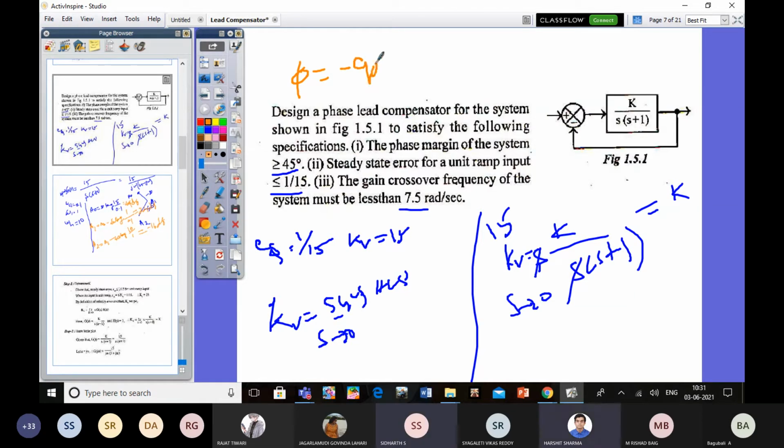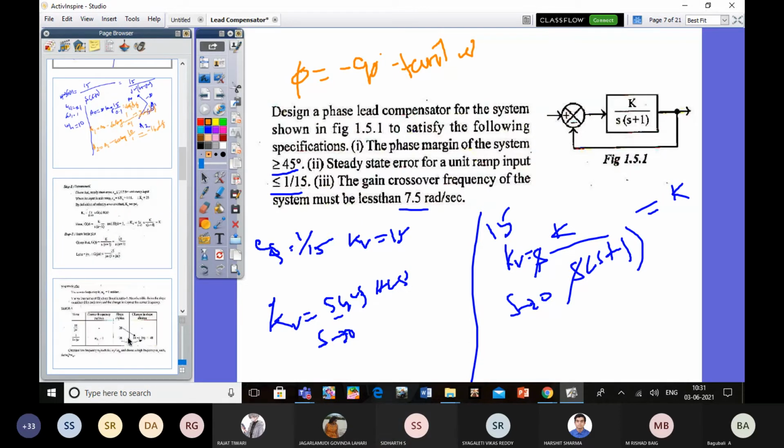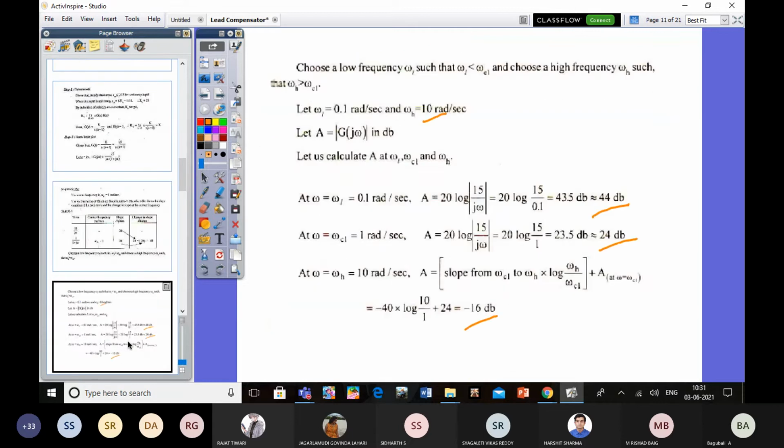Minus 90 minus tan inverse of omega. So substitute different values of omega and determine that phase angle, the maximum phase angle and minimum phase angle. Omega equal to 0, minus 90. Omega equal to infinity, minus 180. That is the phase change you may predict from this problem. Write down those phase angle values.